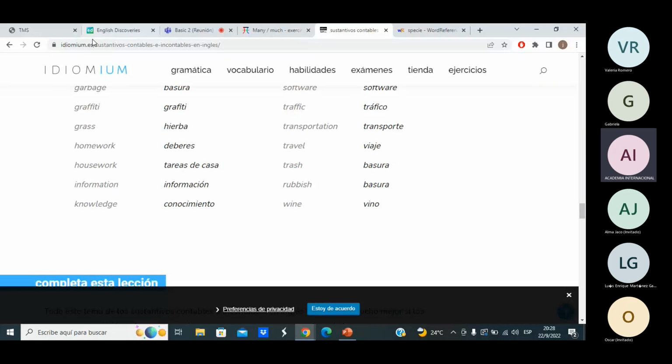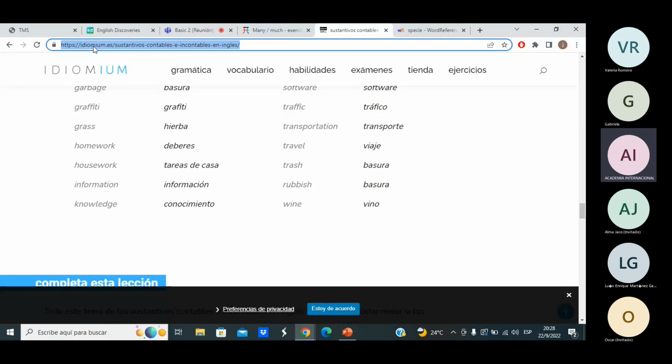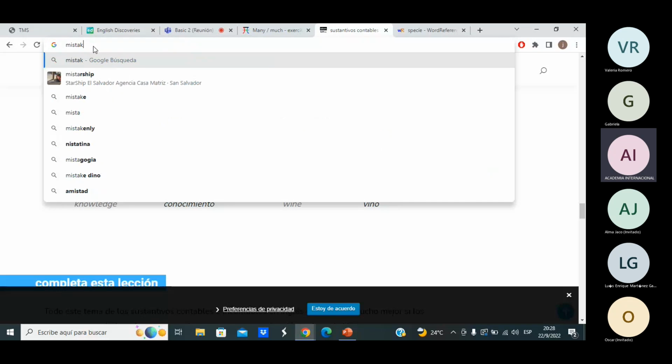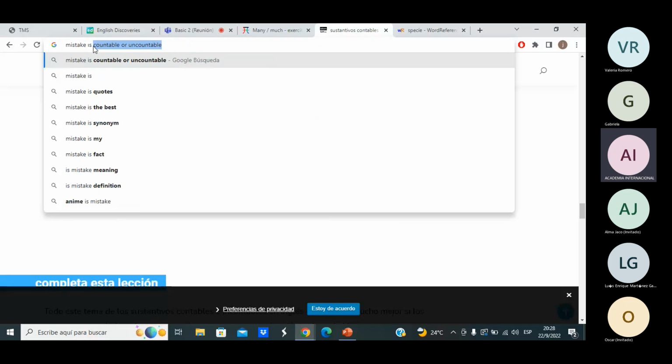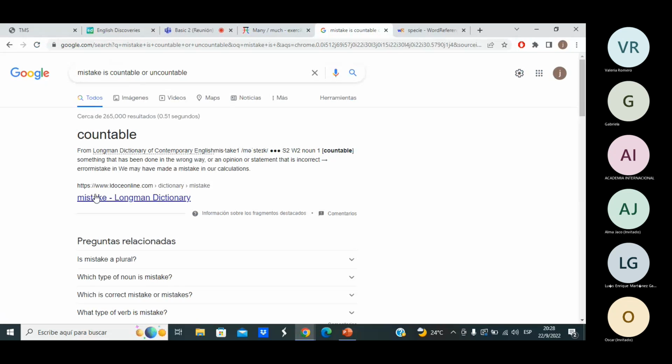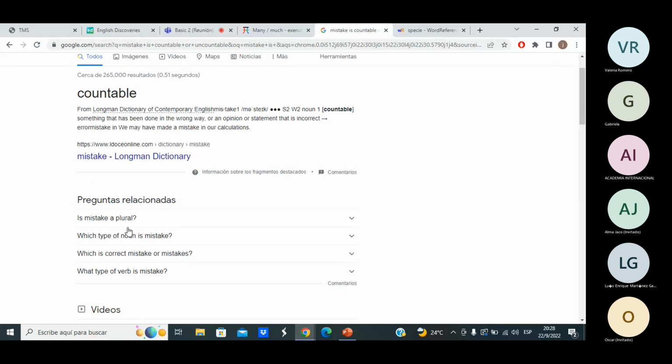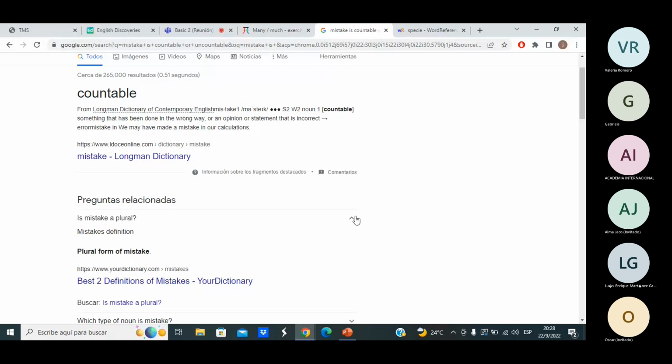Pero vamos a buscar. Mistake. Is countable or uncountable? It's countable. That is countable. Entonces sí, lo podemos usar, ¿verdad? Plural form of mistake. Lo podemos usar.